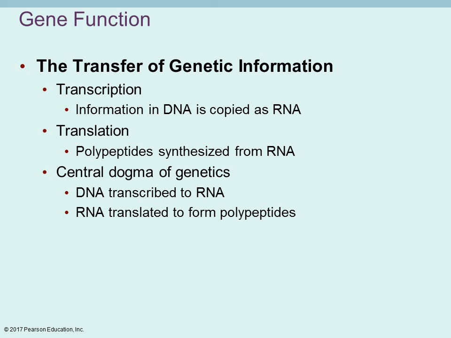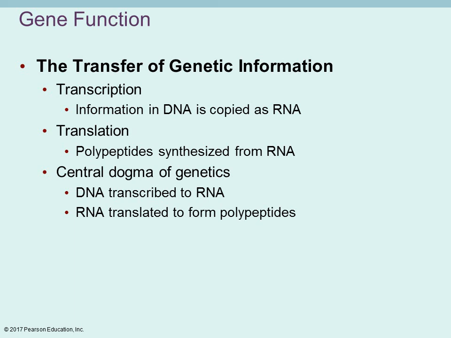So how do you get information? If all the genetic information is on the DNA, how do you get that off the DNA to make proteins? Transcription is the process where DNA is used as a template to make RNA. And then translation is going to use RNA as a template to make proteins.